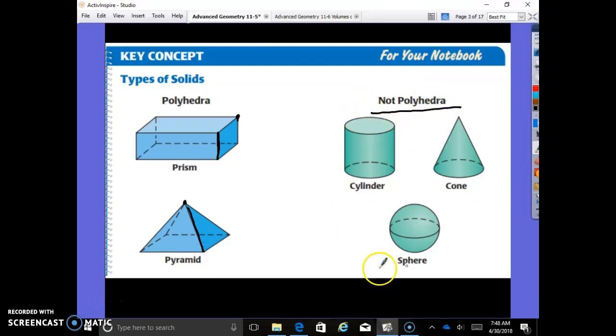The reason these are not polyhedra is because they have these rounded edges. So all of our edges, for it to be a polyhedra, must be straight lines. Right here, this is a circle. A circle is not a straight line, so therefore, this is not a polyhedra. So your cones, your cylinders, and your spheres, those are not going to be considered polyhedra.